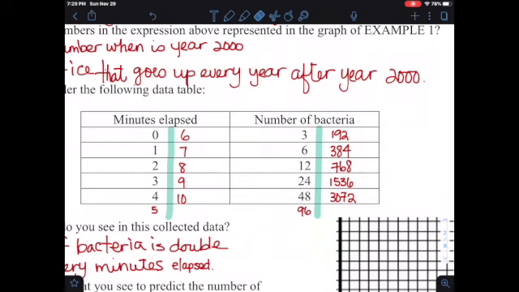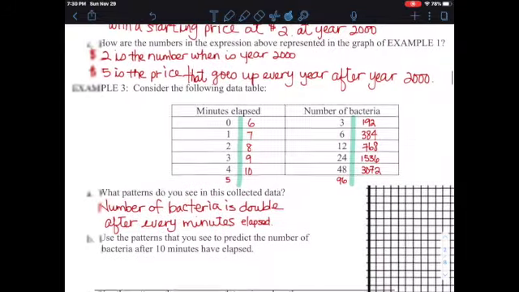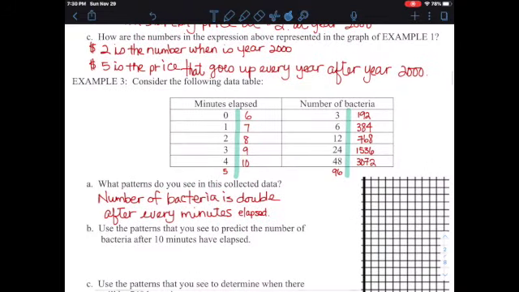Okay, so I label out my table. I have all those numbers. Again, 0 is 3 bacteria, 1 minute is 6 bacteria, 2 minutes is 12 bacteria, and if you go down to 5 it's 96 bacteria, and 6 is 192 bacteria, and if you go to 9 it's 1536 bacteria.